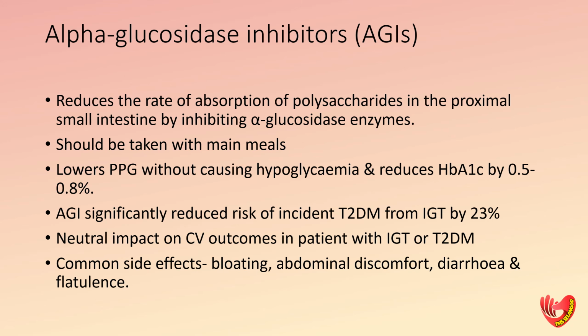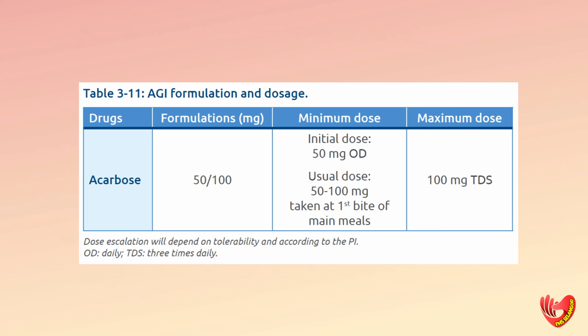AGI significantly reduced the risk of incident T2DM from IGT by 23%, whereas in those with IGT or T2DM, the impact on CV outcome was neutral. The common side effects are bloating, abdominal discomfort, diarrhea and flatulence. This table shows alpha-glucosidase inhibitors formulation and dosage.